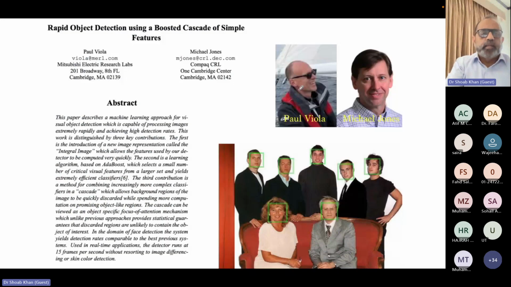There have been important inventions in this. For example, this is a paper, I think published in 2010, and you see this on Facebook as well. If you take a picture, wherever there is a face, it will show and mark a square on the face. This is rapid object detection using a boosted cascade of simple features.